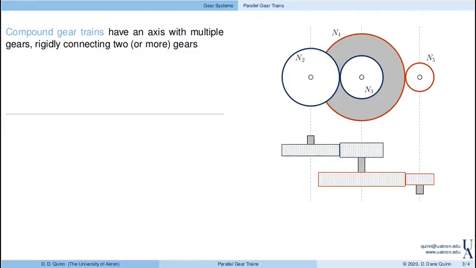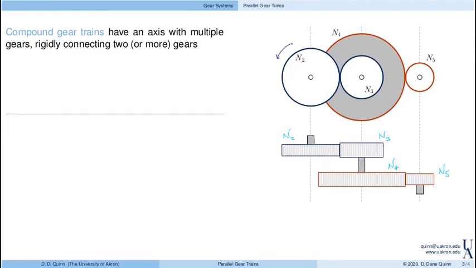Now, we can have more complicated gear systems, such as those described by a compound gear train. And that's a system in which one of the axes has multiple gears. So looking at this, we have gear 2 in mesh with gear 3, but then gear 3 and gear 4 are actually rigidly connected. Then gear 4 is connected to gear 5. I've given a side view down below. So this would be N2. This would be N3, and again, that's going to be rigidly connected to N4, which then drives N5.